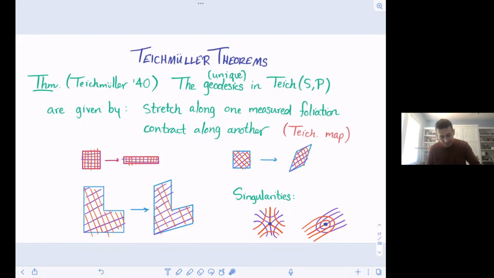So the geodesic between these 2 points in the Teichmüller space of the torus is just you stretch, and that's like a path in Teichmüller space, and that's the geodesic. This here is the 45-degree parallelogram, but I rotated it because that's the same complex structure on the torus. Why did I rotate it?